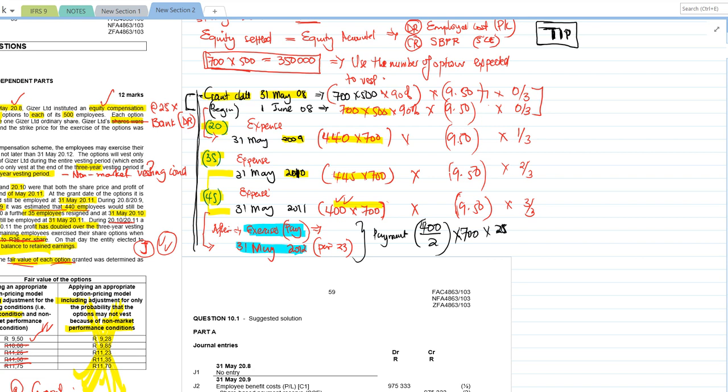So the tip here, guys, if nothing changes from grant date to vesting period, just divide by the years.